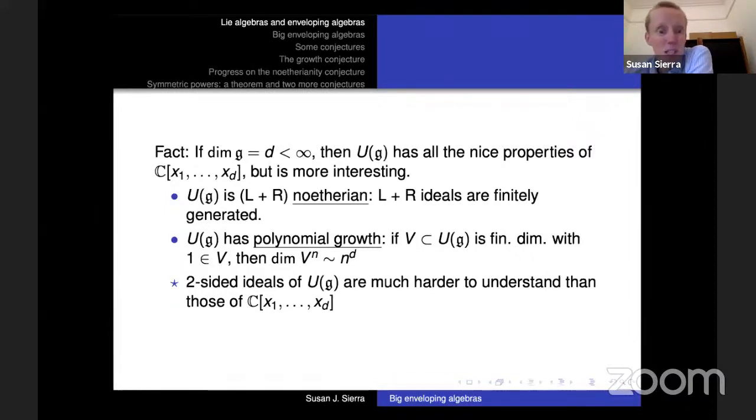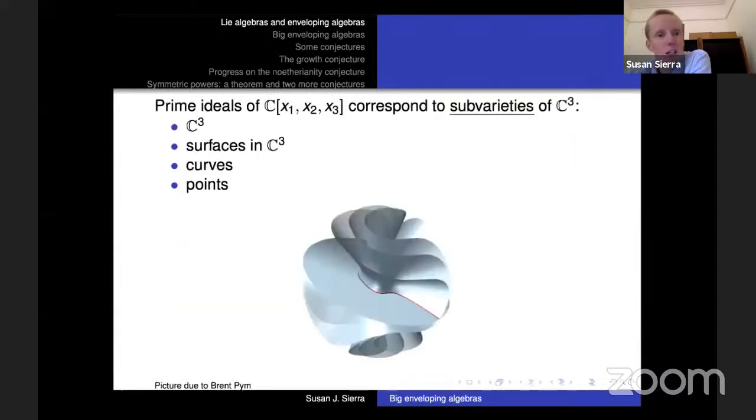That's my most interesting small Lie algebra. So that's three-dimensional. So prime ideals, let's look at prime ideals of polynomials in 3 variables. So this is what you study in algebraic geometry, and they correspond to algebraic subvarieties of complex affine 3-space. So what do those look like? Well, all of affine complex 3-space is a subvariety. Algebraic surfaces are subvarieties. I could have curves, I could have points.